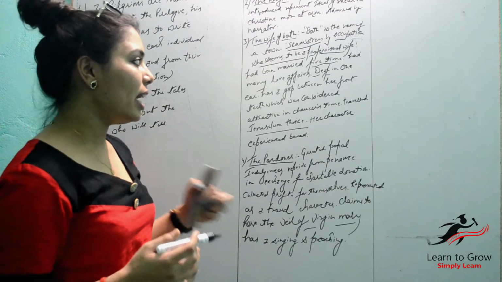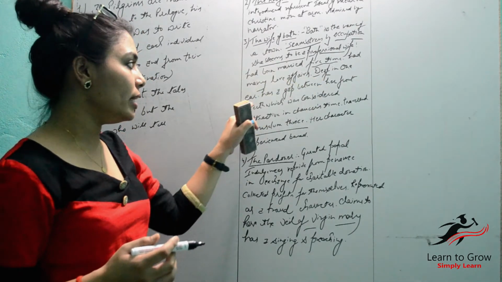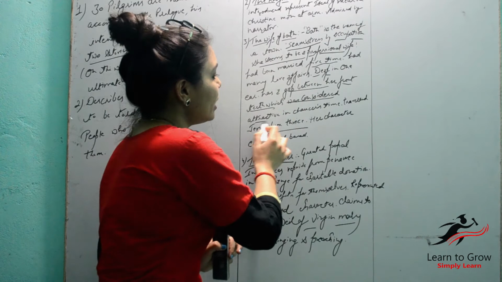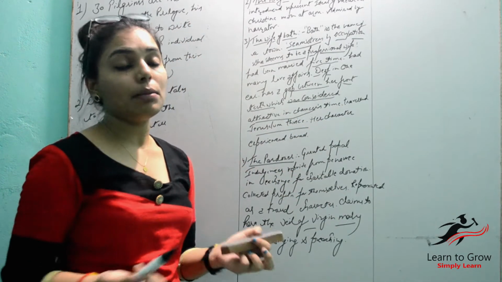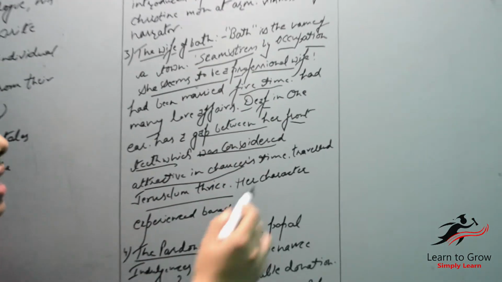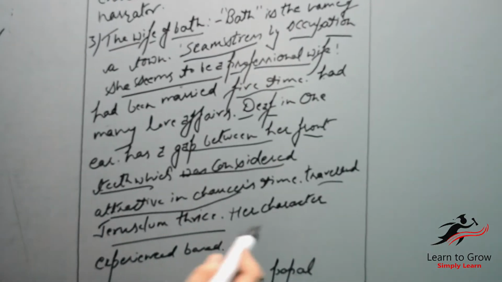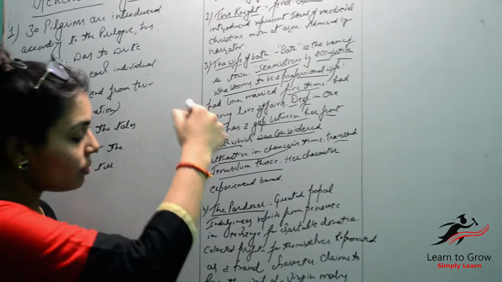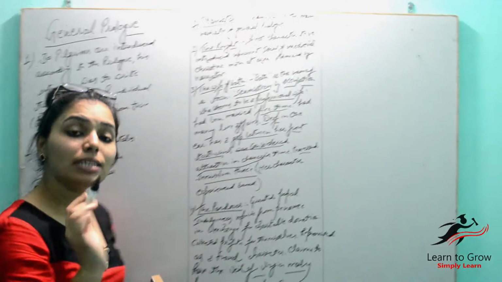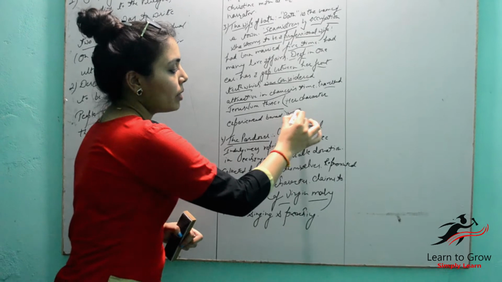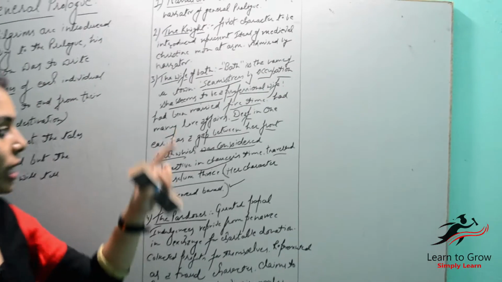So please do pay attention here and keep these things in your mind, that she is deaf in 1 ear and has a gap between her front teeth, which was considered attractive in Chaucer's time. In today's time it can be considered ugly, but at that time it was considered a sign of attractiveness. And she has travelled to Jerusalem 3 times. Her character is experience based. We can see that the character of the wife of Bath is based on her experiences. Please keep this in mind, that in previous question papers, previous NET years, they have asked the question: whose character is based on experience? So the character of the wife of Bath is based on experience.